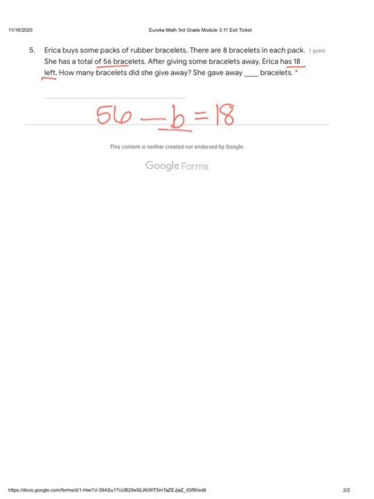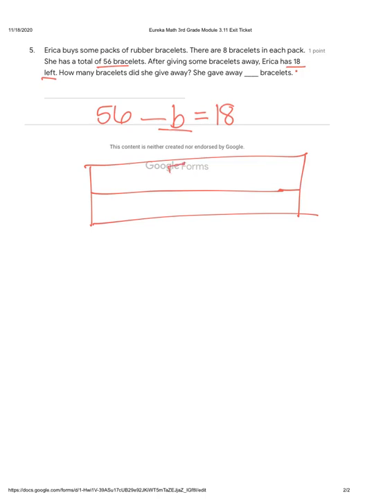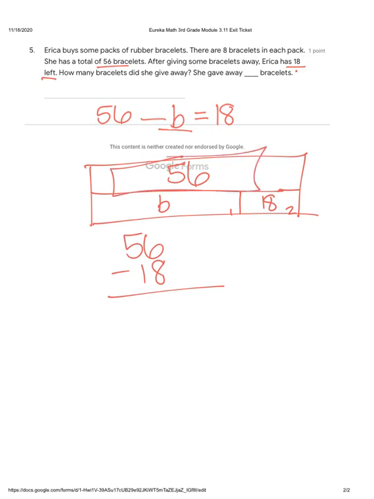So I'm going to draw a whole and 2 parts. So we know that there are 56 bracelets. Okay, and she gave some away that we're not sure how many, and there are only 18 left. So what I'm going to do is subtract 18 to find the missing unknown. Okay, so we're going to go 56 minus 18. This is a part whole. So these two parts make the whole up here. All right, so 56 minus 18.